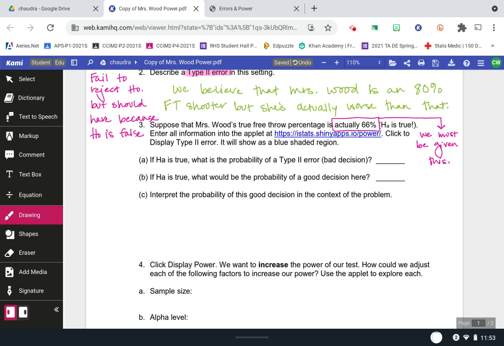So enter this information into the applet, and then we're going to click to display the type 2 error. It will show up as a blue shaded region. So go ahead and pause the video for a minute and fill in all the information and see if you can come up with the correct probability of a type 2 error, meaning we were wrong, we made a poor decision, and the probability of a good decision here, the power of a test. Okay? I'll see you in a minute.